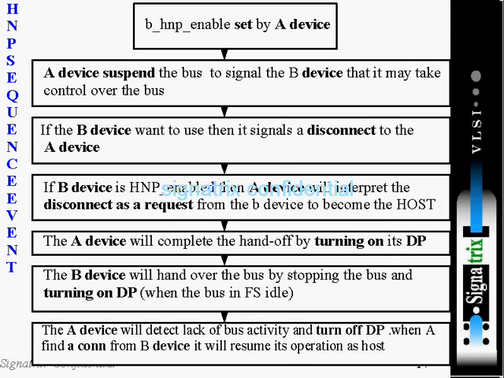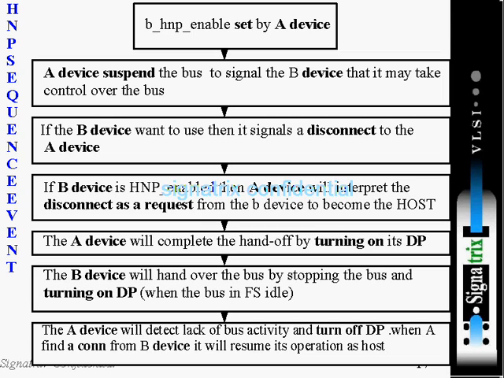This is the sequence of how HNP happens here. First, what will happen? B HNP enable is set by the A device. At the initial setup, for example, first it will start with the reset operation, then enumeration, then data transaction. These are all the normal steps in USB, right? Here also the same thing will happen. During that enumeration time, the A device will receive descriptors.